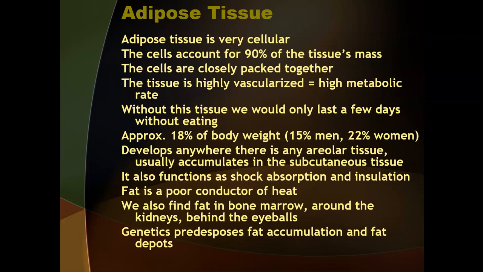Direct relationship to diabetes and a direct relationship to cardiovascular disease. Adipose tissue also can function as a shock absorber and insulation. Fat is a poor conductor of heat. We also find it in bone marrow. We find a particular type of fat around the kidneys because they do expose a little bit under the rib cage, so it's providing some protection there.